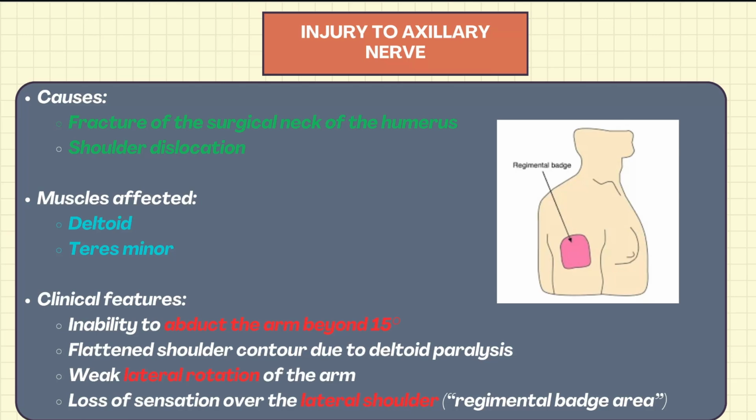Now, for the sensation, a way I memorized this, it's going to be the lateral part of your shoulder. So in here is the regimental badge area. You see where military officers have the badge on their shoulder. An injury to the axillary nerve is going to lose the sensation in that area.